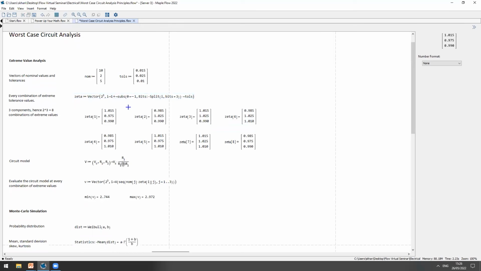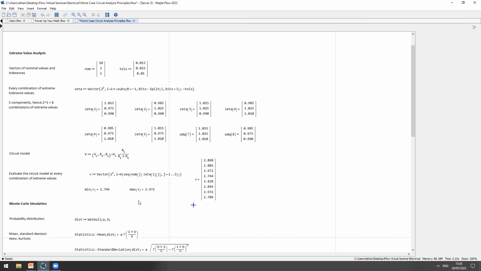All right, so then I have a circuit model. This is a simple voltage divider model. And then I multiply the nominal values against each combination of extreme tolerances to end up with a vector of extreme values. Let's see what that vector looks like. There we go. And then I can use the min and max functions to extract the minimum and maximum voltages. So those are my extreme voltage values. With a simple extension of this technique, you could also implement asymmetric tolerances as well.